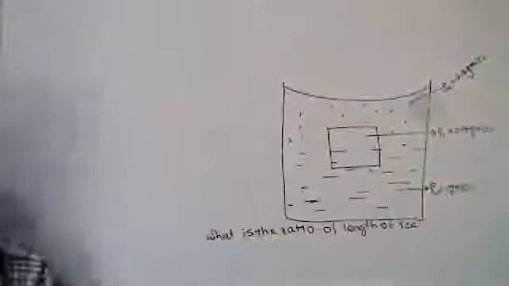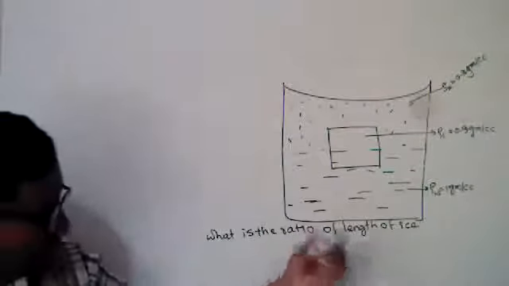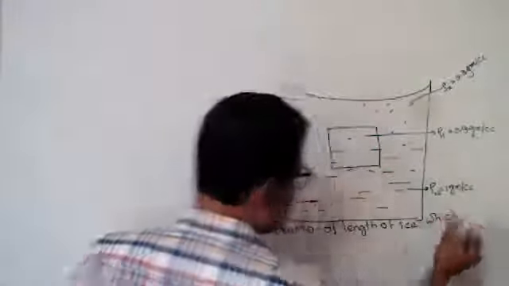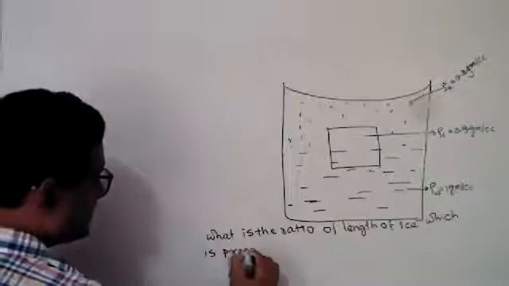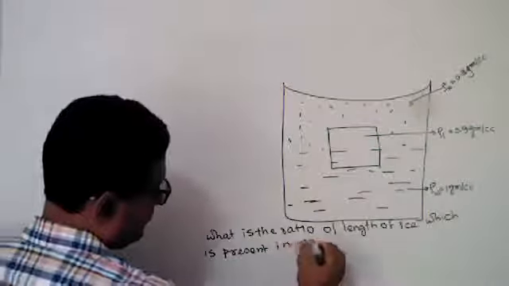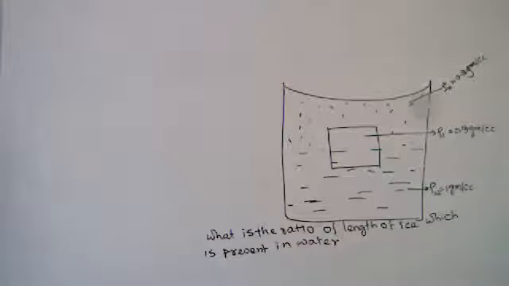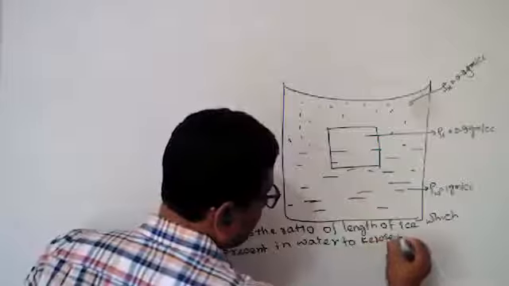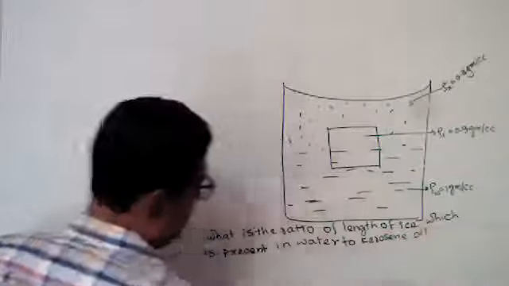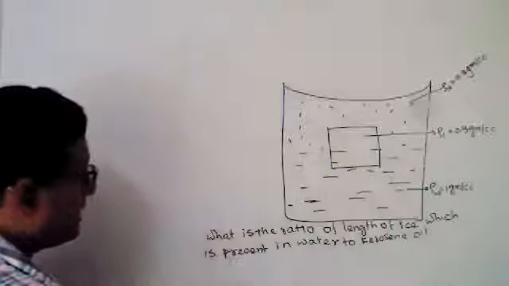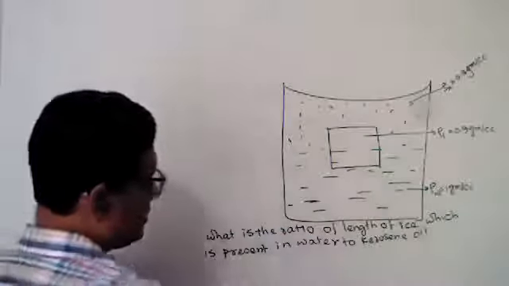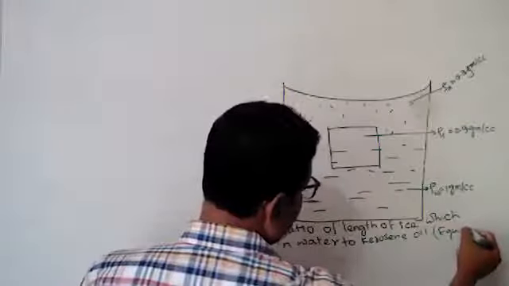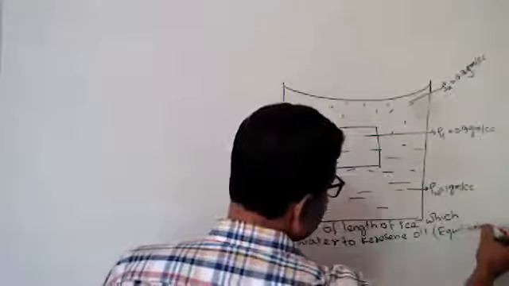Gram per cc. What is the ratio of length of ice which is present in water to kerosene oil? Consider the system is in equilibrium.